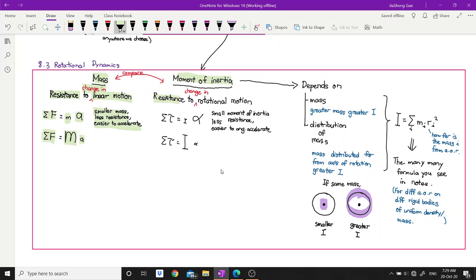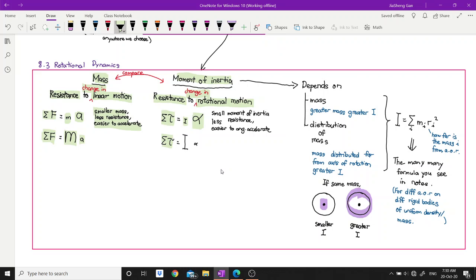Moment of inertia is resistance to change in rotational motion. So what does it mean? If you exert a fixed amount of net torque, and you have a very small moment of inertia, it means this rigid body is not very resistant to angular acceleration. It means you can easily change the rotational speed of the object. That's why the angular acceleration produced is large, because you can easily change the rotational speed of the rigid body. Rotational speed is basically just angular speed or angular velocity.